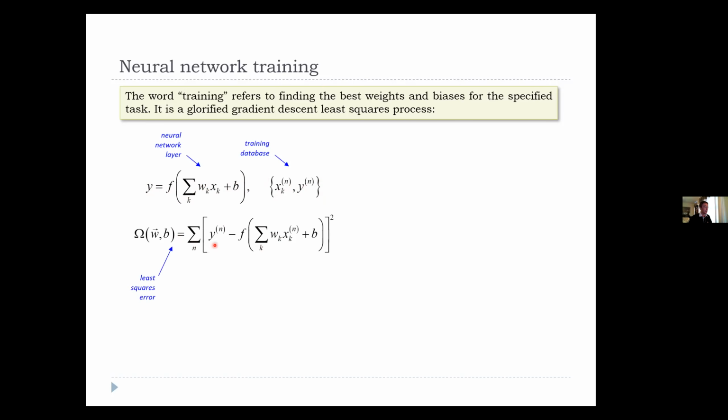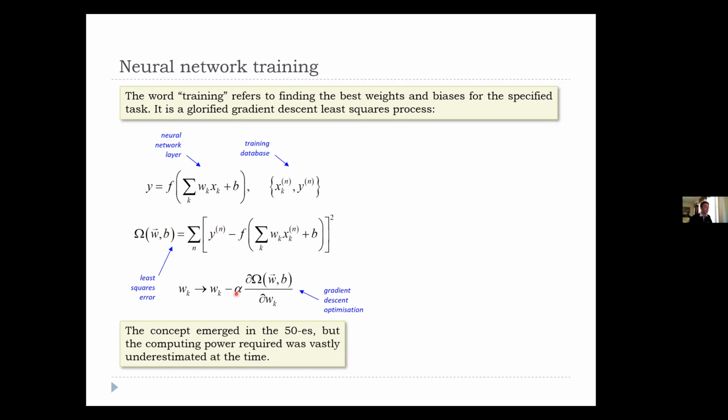So we set up our experimental data, that's the output, that's the network with the inputs, that minus that, squared. So as a function of the weights and biases, minimize this with respect to weights and biases using some gradient descent or conjugate gradients or whatnot. So this is actually quite simple.